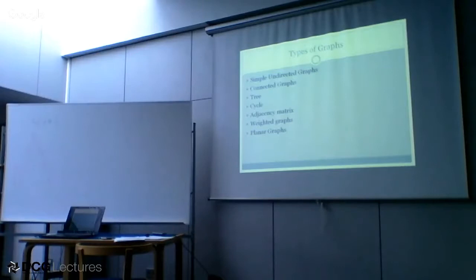So we say that A is not adjacent to A, so we put 0. A is adjacent to B, so we put 1. A is not adjacent to C, so we put 0. And A is not adjacent to D, so we put 0. Something like this. So we can construct an adjacency matrix.